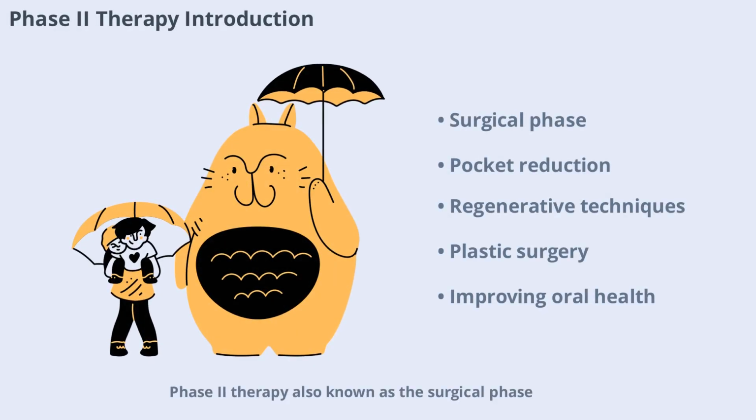Phase 2 therapy, also known as the surgical phase, involves periodontal surgical procedures to further improve oral health. These procedures include pocket reduction, regenerative techniques, and periodontal plastic surgery. The goal is to eliminate or reduce pockets, enhance tissue regeneration, and improve aesthetics. Surgical interventions are carefully planned based on the response to Phase 1 therapy. Let's explore the various surgical procedures involved in Phase 2 therapy.